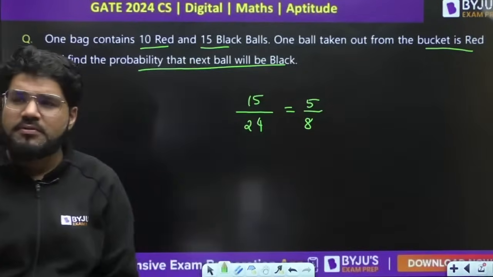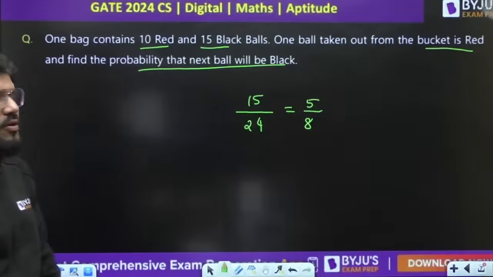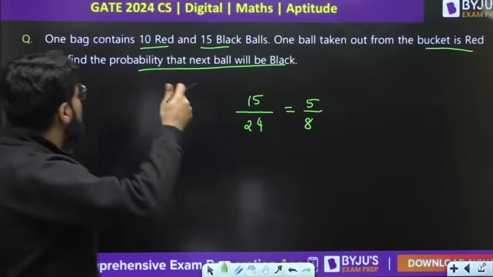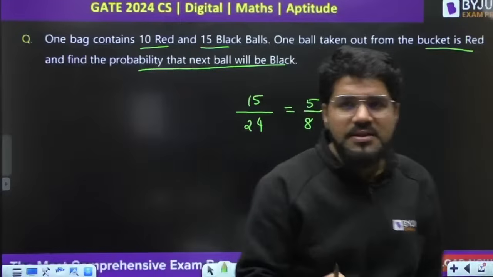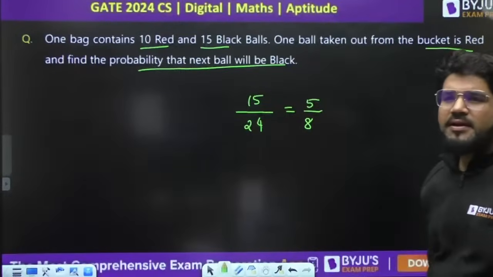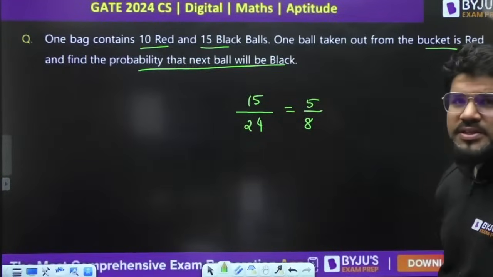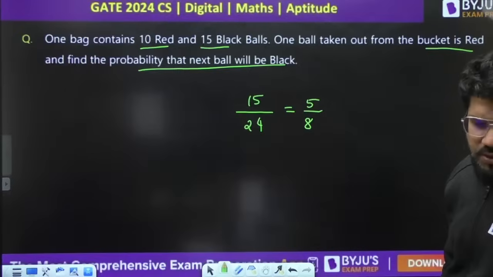Okay, check it out. Again, it is MCQ or NAT, I don't know. It's totally memory based, but definitely it cannot be MSQ. Okay. Done. Let's go to the next question if this is done for you.